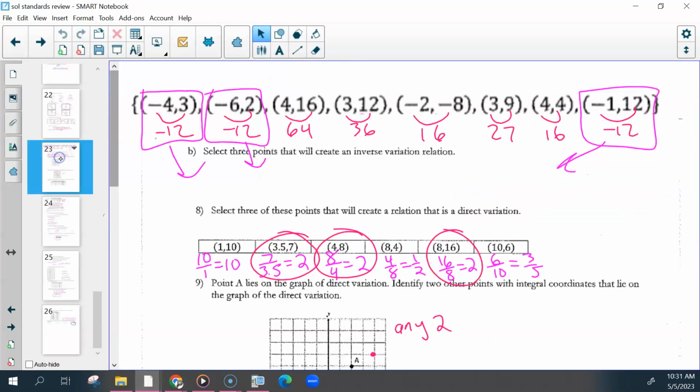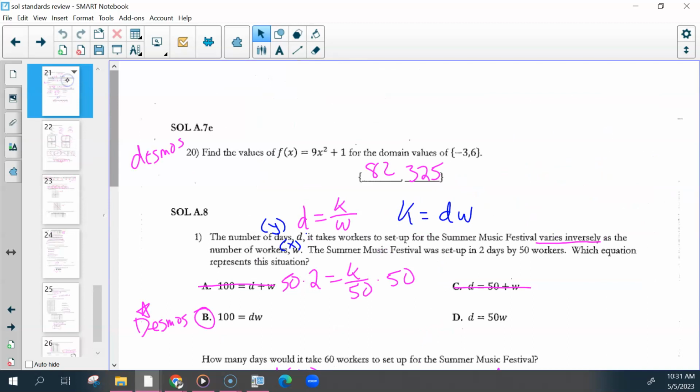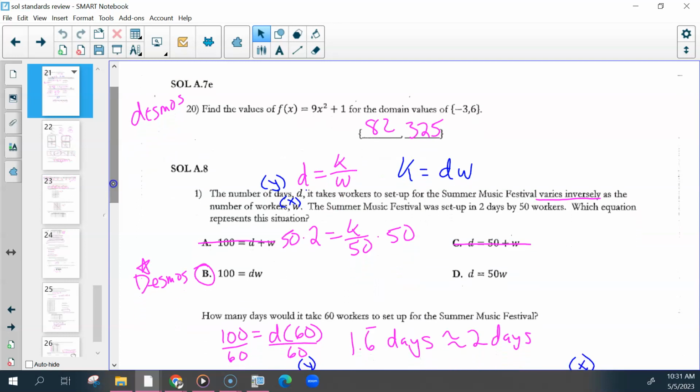On the SOL review, I'm going to show you the answers first, and then we'll go through the Desmos ones. So 7E, the answers were 82, 325. SOL A8, if you want to write down this stuff, you can. It'll make more sense because that's the stuff we're going to learn about today. Again, if you want to write this stuff, you can. Otherwise, your answer is B for number 1.